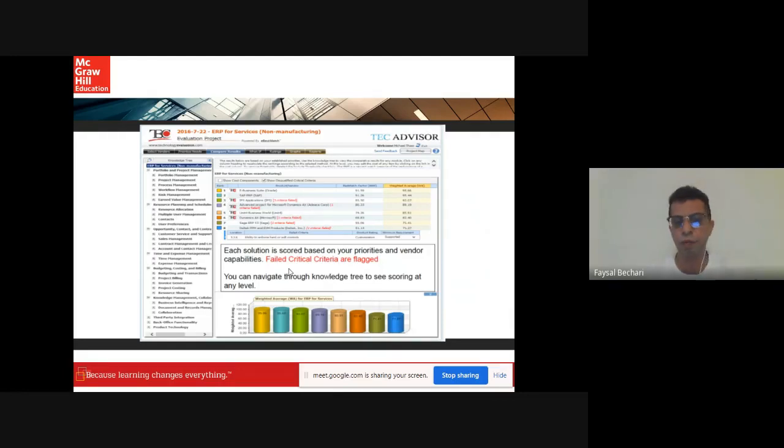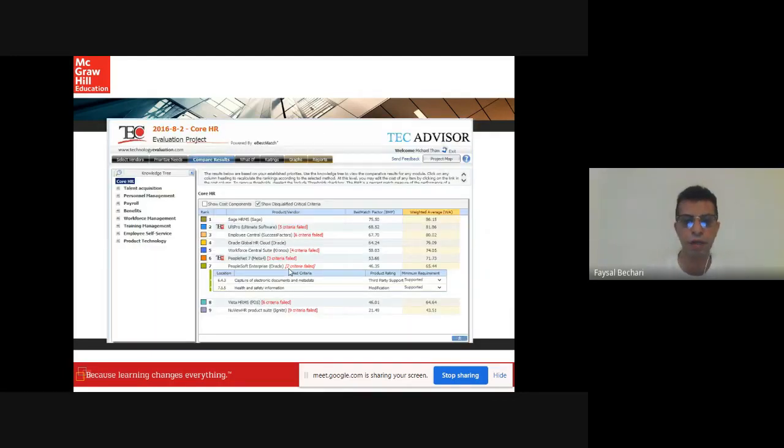This is probably a better thing here in the core HR. After you select, there is talent acquisition, personnel management, payroll, benefits, workforce management, training, employee self-service, and product technology. These are the questionnaires, and they are expandable, so you have to answer them. Once you answer them, they eventually give you a comparative analysis between the different apps that you have.